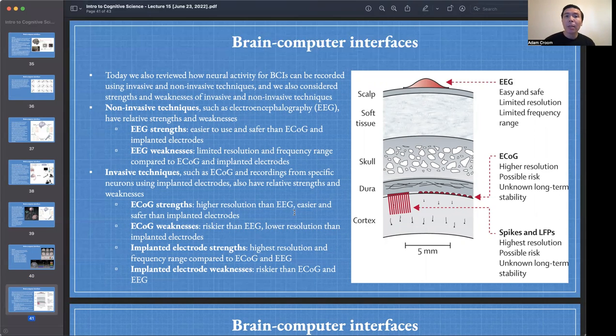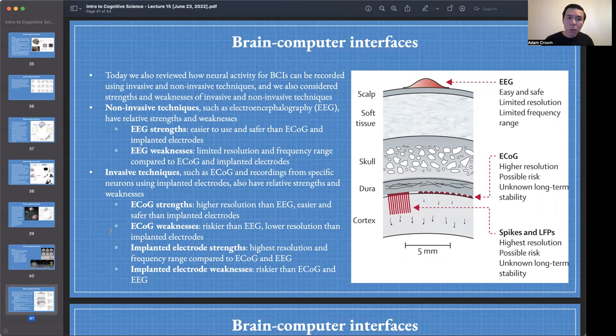We looked at non-invasive techniques, in particular EEG, or electroencephalography. And we saw that strengths of EEG include that it's the safest and easiest to use, since we are going to record electrical activity from the scalp. A limitation or weakness of this approach is limited resolution and frequency range.